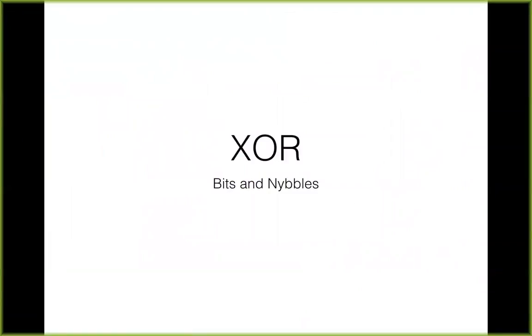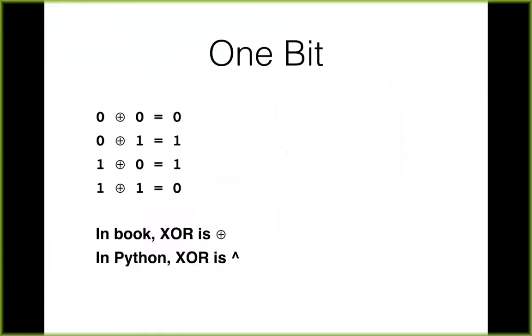Okay, so we're going to do up to 4 bits of XOR. That's all we're going to do in this one. So if you have 1 bit of XOR, 0 XOR 0 is 0, 1 XOR 1 is 0, and 0 and 1 XOR gives you 1. If the 2 bits are different, the answer is 1. If the 2 bits are the same, the answer is 0. That's all there is to it.